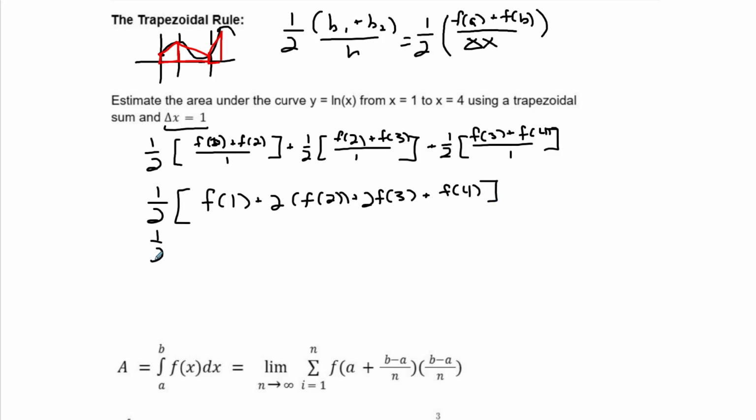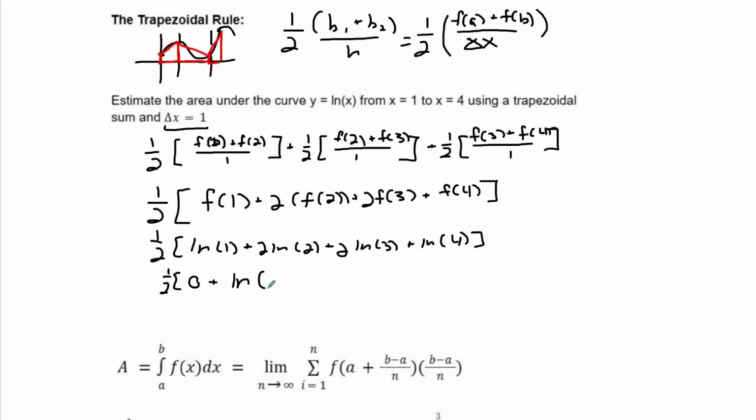So it would be 1/2 ln of 1 plus 2 ln of 2 plus, we would then have 2 ln of 3 plus ln of 4, right? We could write this as 1/2 times 0 plus ln of 2 squared, which is 4, plus ln of 3 squared, which is 9, plus ln of 4, right?